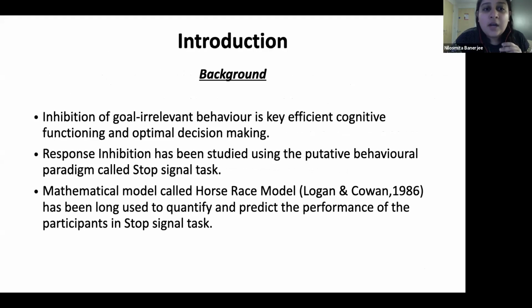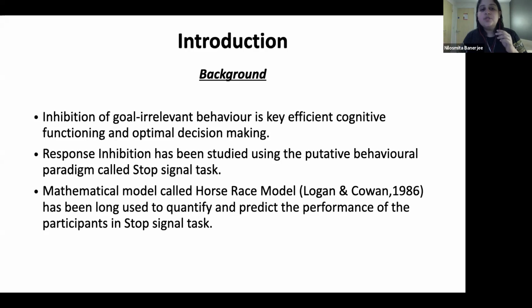Right, so we looked at inhibition. Inhibition is one of the most important executive functions that enables us to efficiently drive around in our environment, make optimal decisions, and it's important for tackling goal-irrelevant behavior.